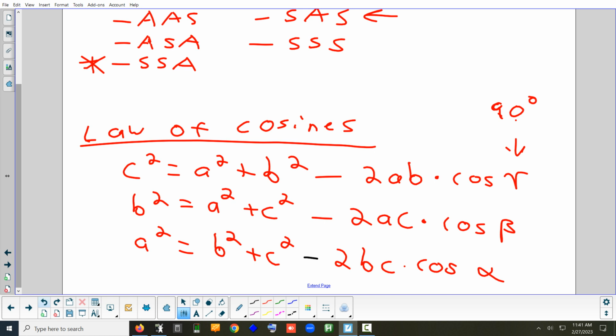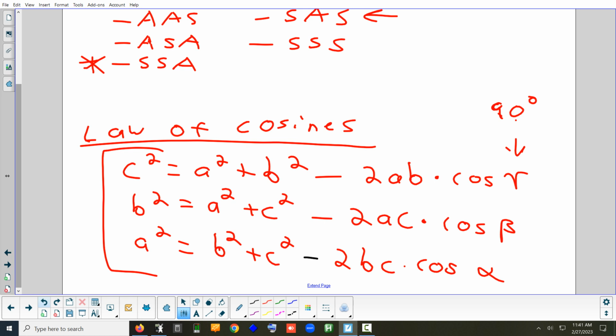And it is not that hard to prove why that is. It would probably take about 10 minutes, but it's not something we're going to go through today. But that's it. That's the law of cosines.